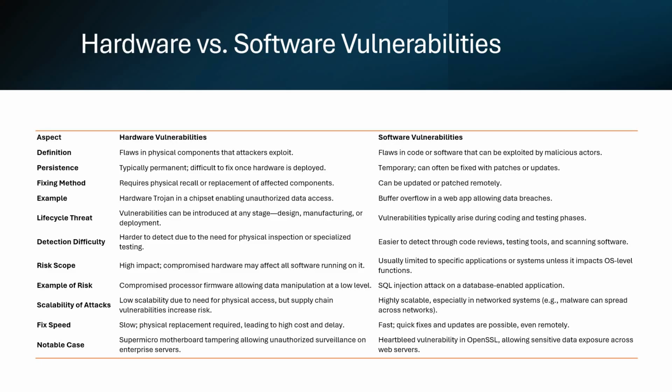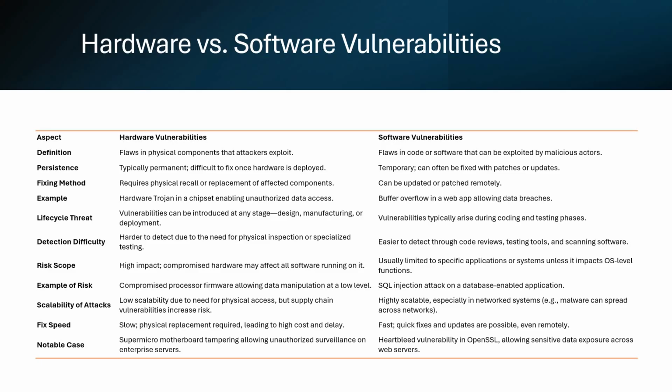When it comes to software, it is highly scalable. When it is a network system, it's going to be easily scalable. Malware can spread at rocket speed and it's very easy to spread it across the network. So when it comes to hardware, it's low scalability due to the need for physical access. But when it comes to software, it can be easily scaled up.